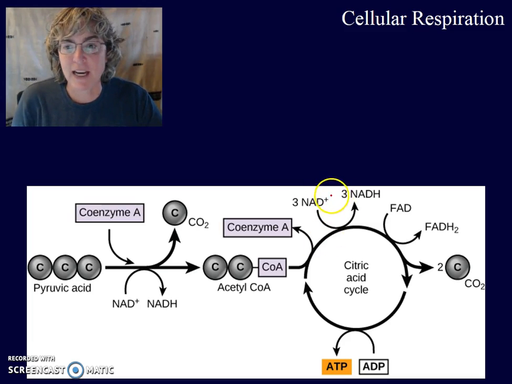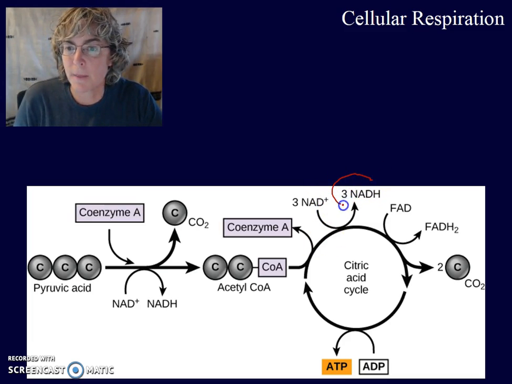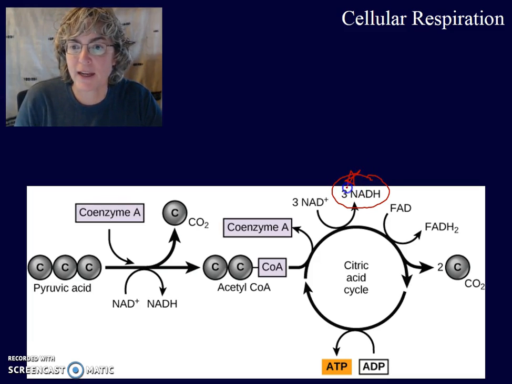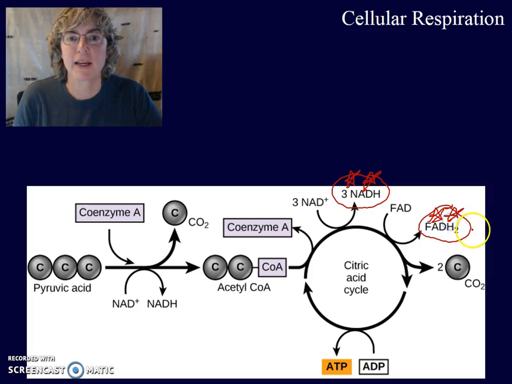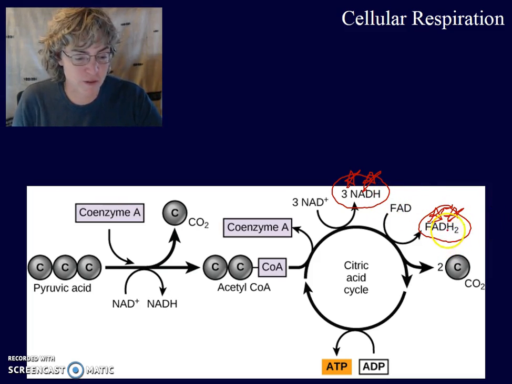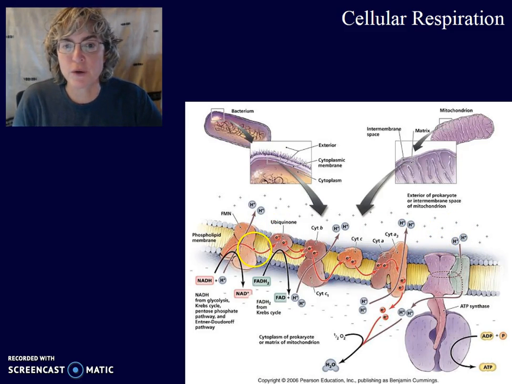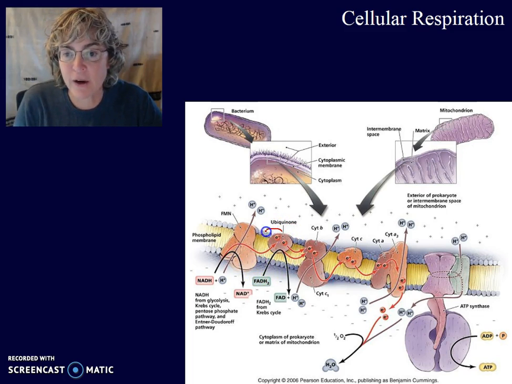The citric acid cycle also produces NADH, and again, the stars of the show get transferred into these high energy electron carriers. And they go to the electron transport chain. And here they are again. Here's the stars of the show.